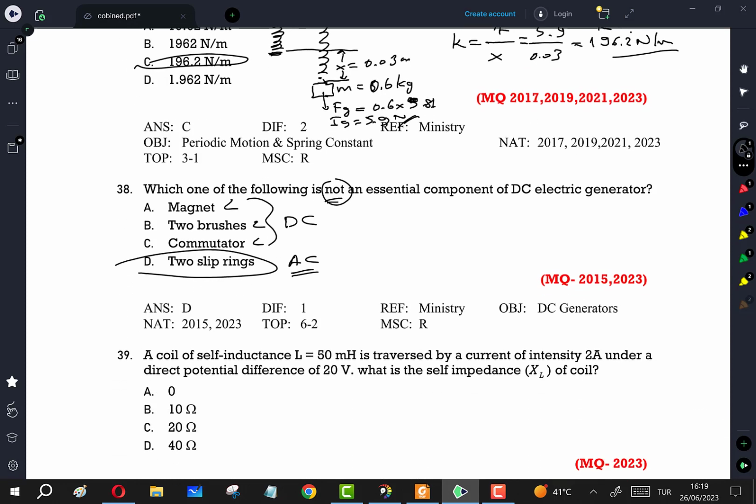A coil of self-inductance 50 millihenry is served by a current of intensity 2 ampere under direct potential difference of 20 volt. What is the self-impedance XL? XL is calculated only for AC current, because the XL equation, remember, is 2 pi FL. So F means it's for AC only. Current must change, otherwise there's not going to be XL. XL is 0 in direct current; it can only be calculated for alternating current.